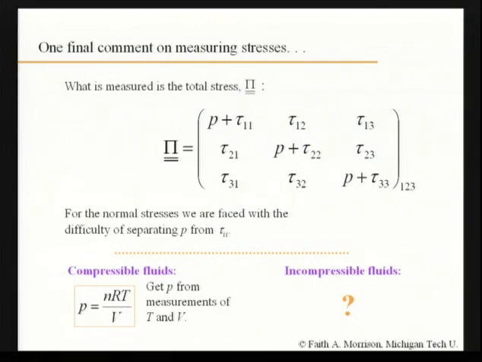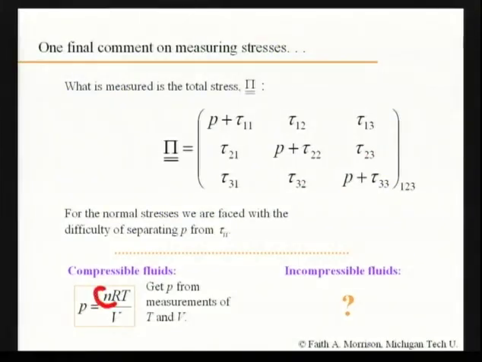Now, this wouldn't be a problem if we had some independent way of measuring pressure. So if, for instance, we were doing this measurement on an ideal gas, for an ideal gas, PV equals nRT, we could measure the number of moles, the temperature, and the volume, and we would know the pressure. We could subtract the pressure from what we get, and we would measure tau 11, and we would get 0, in shear flow.